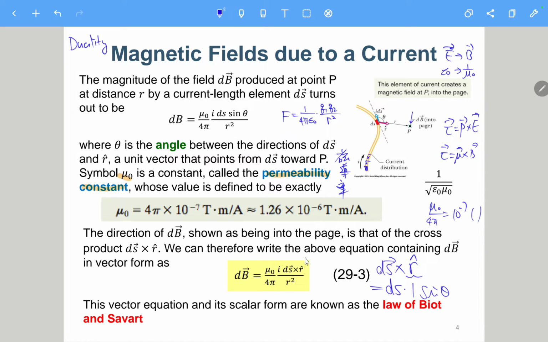Some textbooks will write it as ds cross R over R cubed, so that you don't need to consider whether it is a hat or not. Some textbooks will write it in this style, but actually they are the same thing. So overall, this is the so-called Biot-Savart law, or law of Biot-Savart.